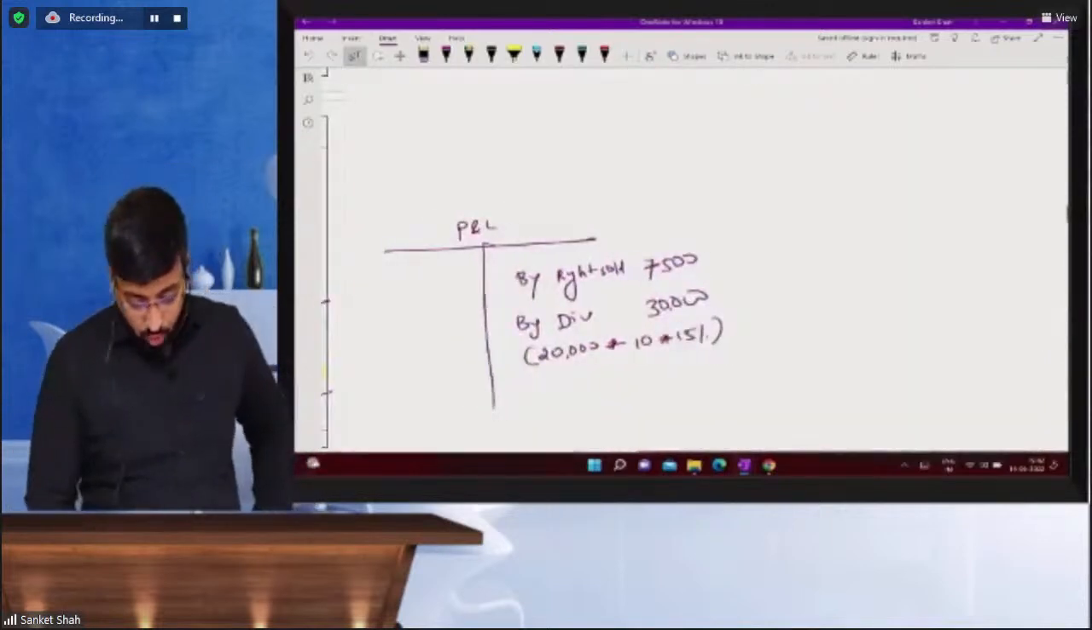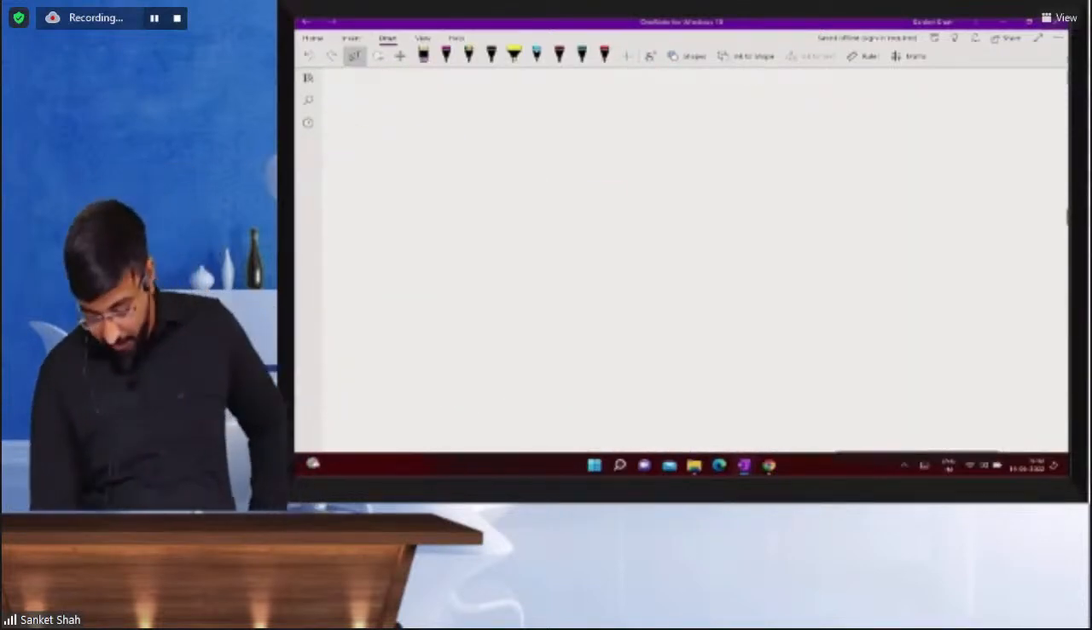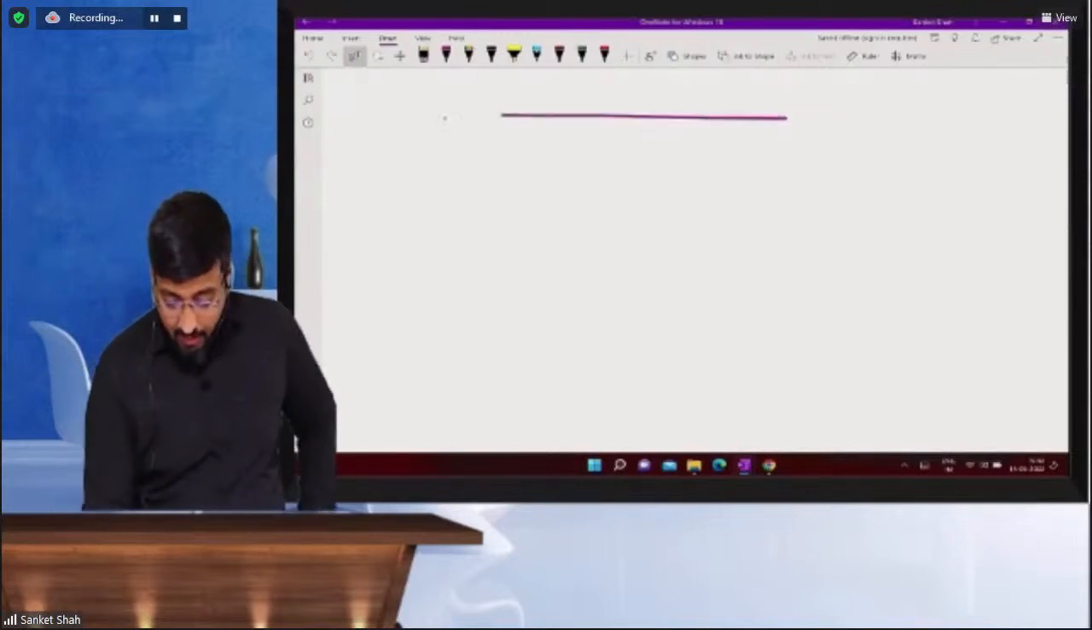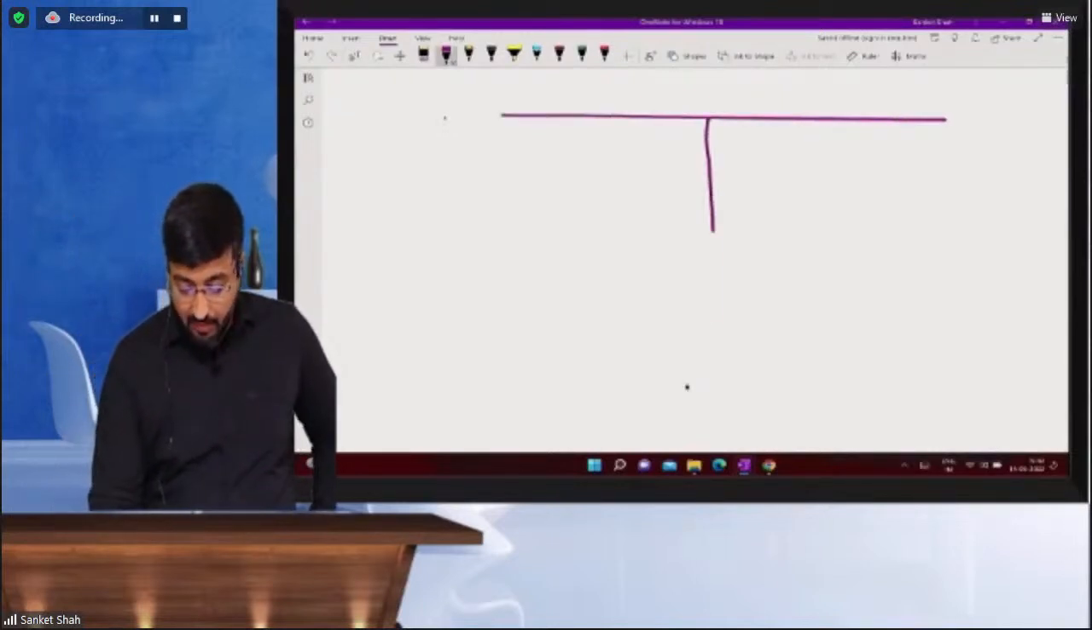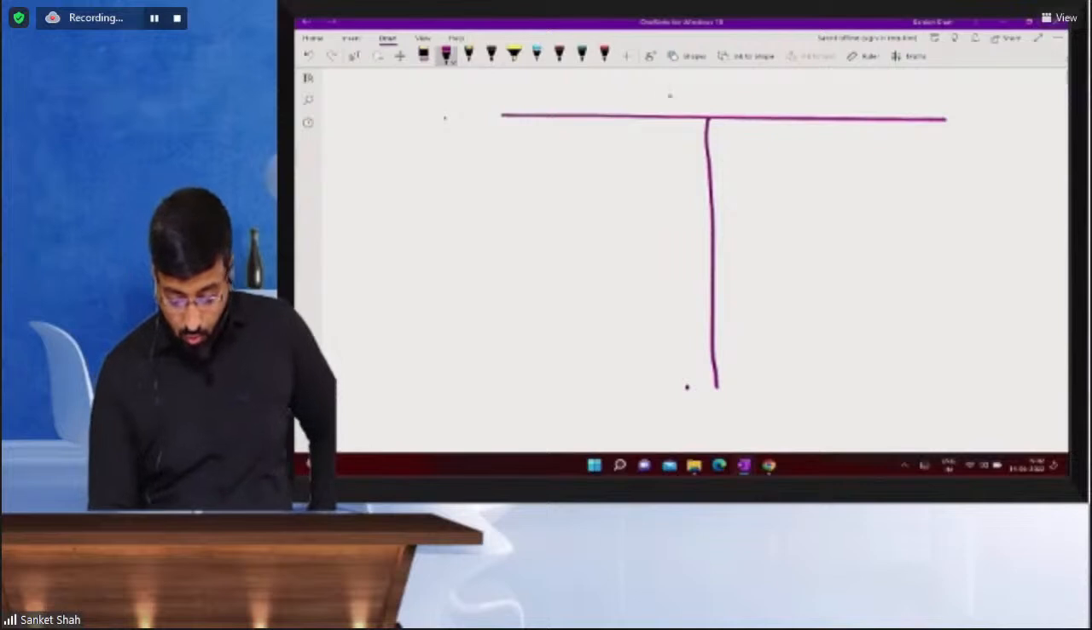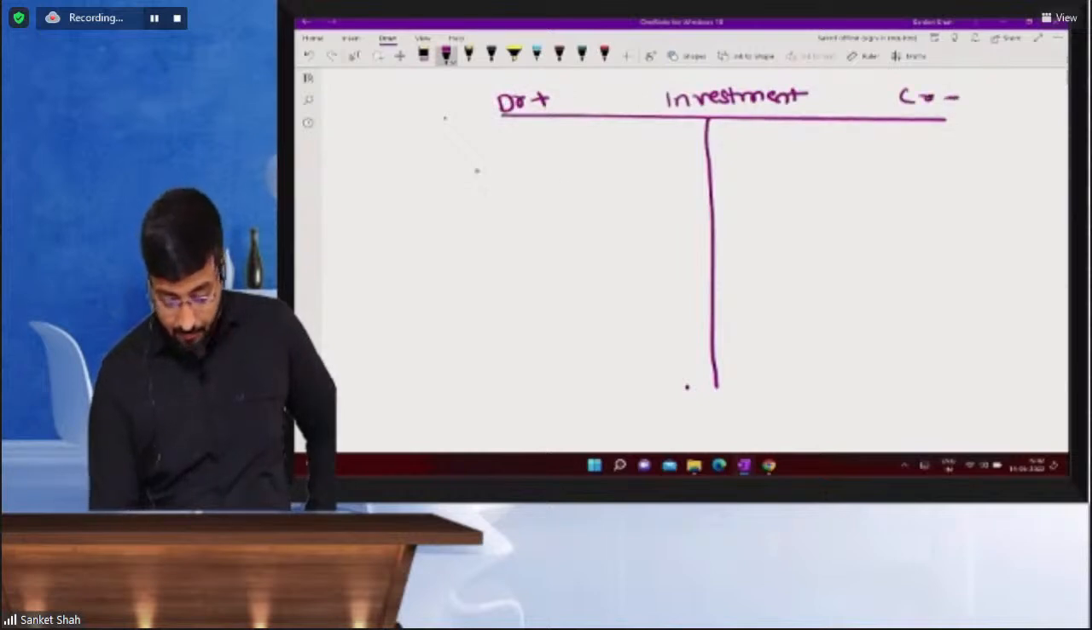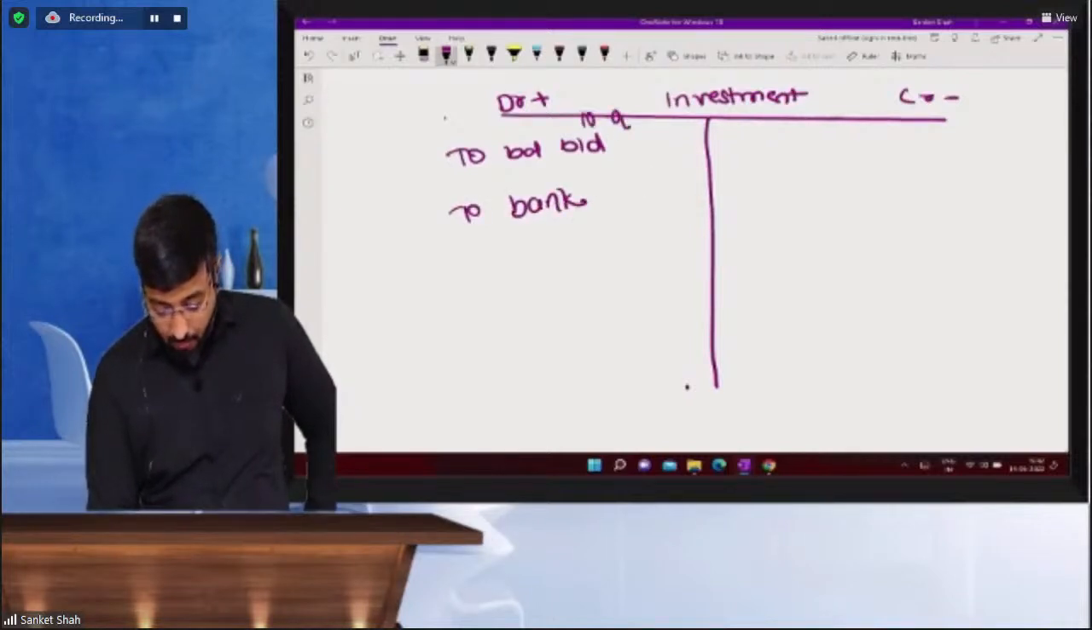So I will show you this account. If I write it, it will be easy for you. If I speak, it's very difficult. So this is the investment account. You can see here, it's debit plus, credit minus, to balance brought down. Then you have to bank. Here you will prepare a number of shares column and a rupees column. To balance brought down, number of shares and rupees.